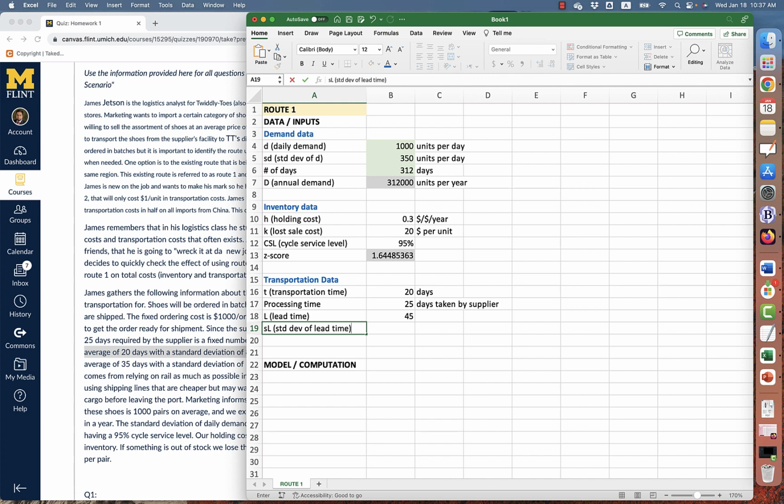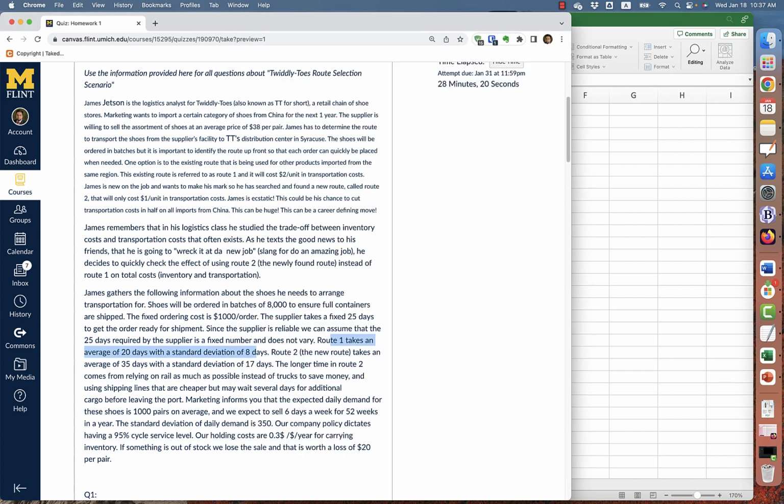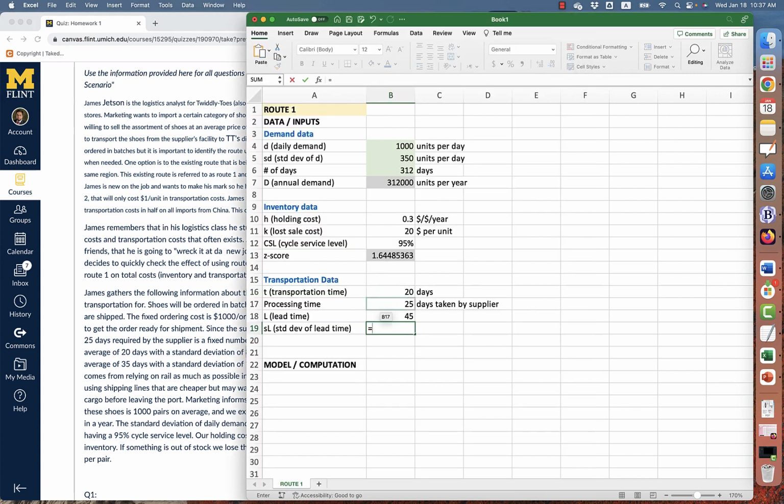Okay. And I know that the standard deviation of the transportation time is 8 days. Okay, and there's no standard deviation of the processing time, that's 0. So this is a constant plus a number with a standard deviation of 8. So because this is a constant, my standard deviation of lead time will just be 8. In general, it will be something like this.